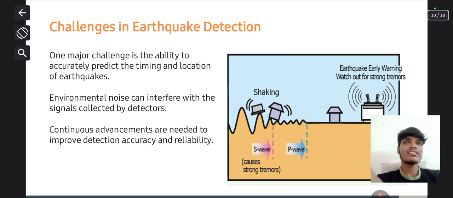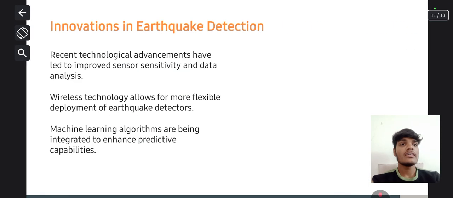Commonly, we have seen earthquakes in India and other countries like China or Japan, and any other countries. One major challenge is the ability to accurately predict the timing and the location of the earthquakes. It is very difficult for all earthquake detectors to predict the timing and the exact location of the earthquakes. Environmental noise can interfere with the signals collected by detectors. Continuous advancements are needed to improve detection accuracy and reliability.